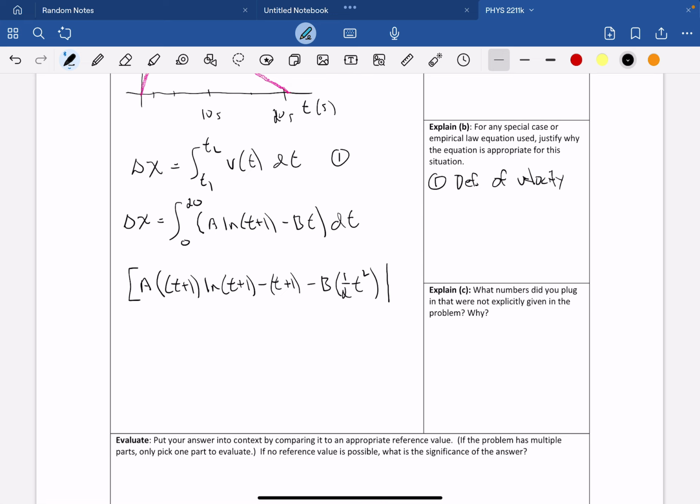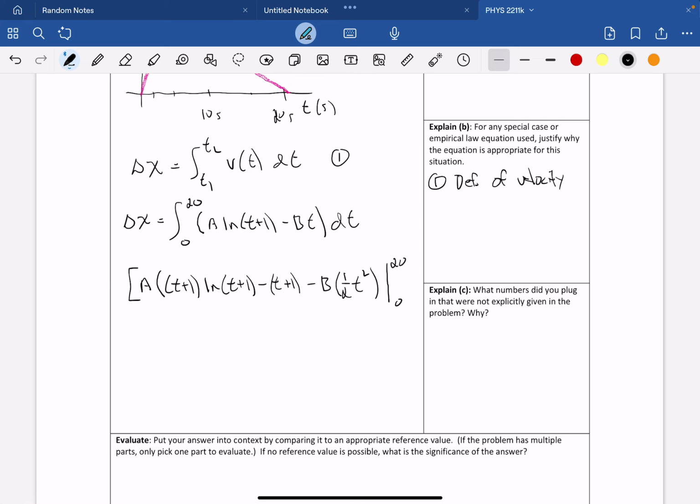Okay, so we have performed the integration, and now we want to evaluate this integral from t equals 0 to t equals 20 seconds. And the way we do that is we first plug in t equals 20 everywhere we see t, get a value, and then we subtract t equals 0.